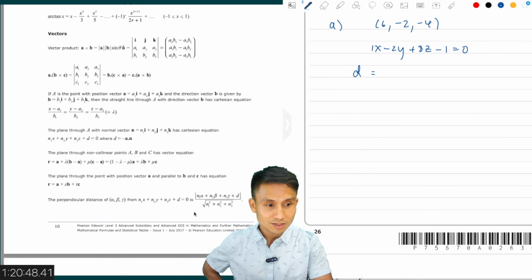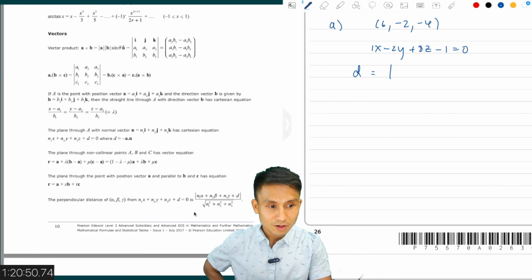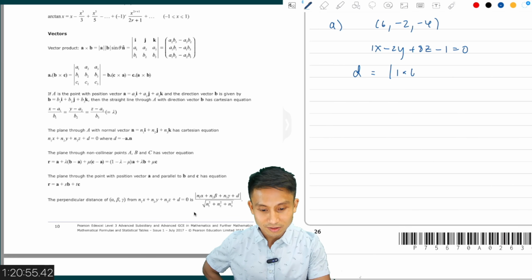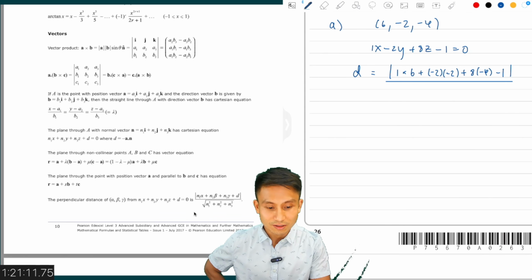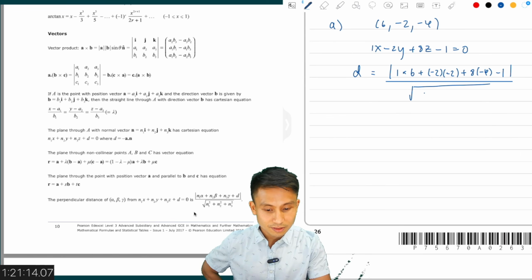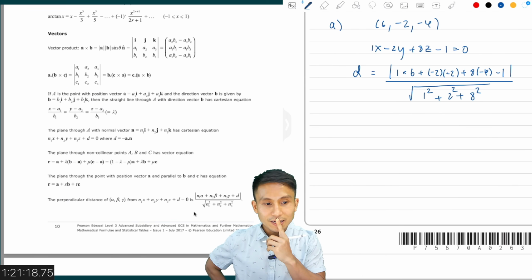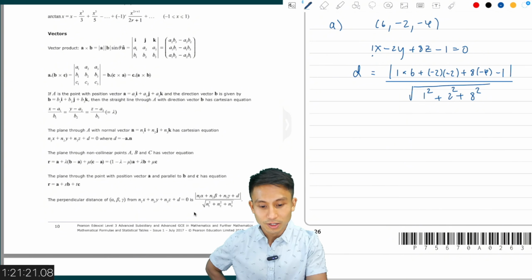So distance d is just the modulus of n1, which is 1, times alpha, which is the x coordinate, 6, plus n2, minus 2, times minus 2, plus n3, 8, times gamma, minus 4, plus d, but d is minus 1, so we minus, divided by the Pythagoras of the normal vector of the plane, 1 squared plus 2 squared plus 8 squared. That's the normal vector there, the 1, the 2, the 8.